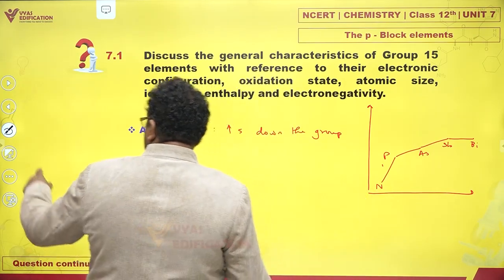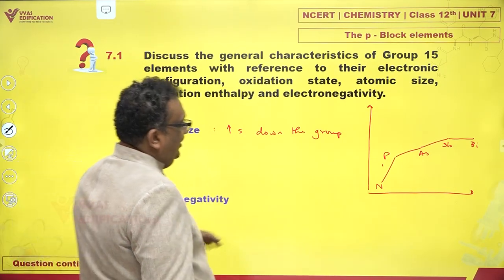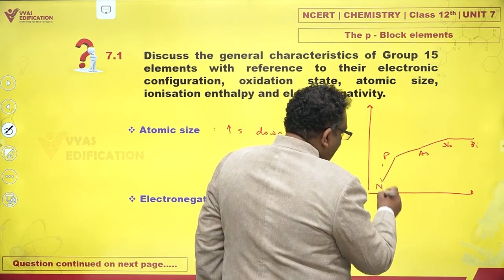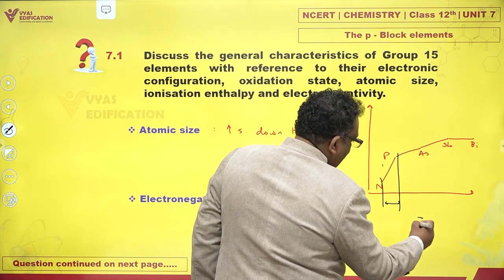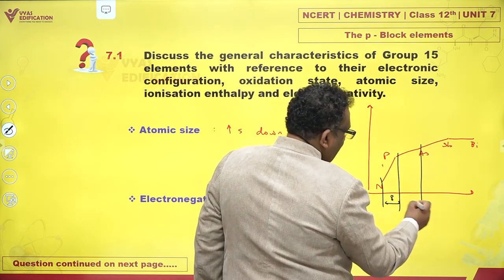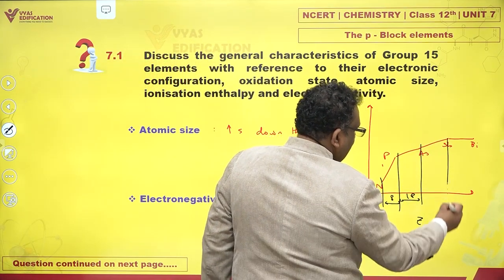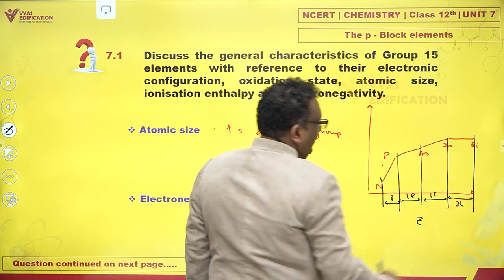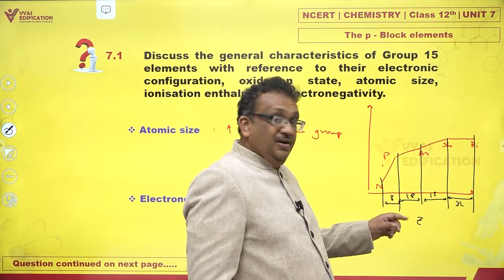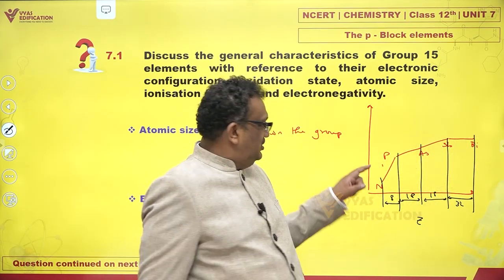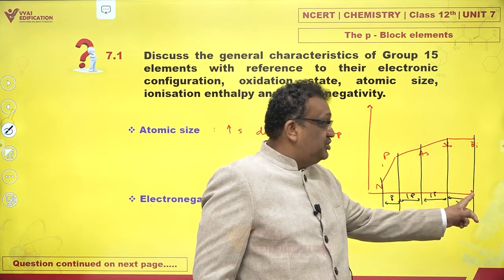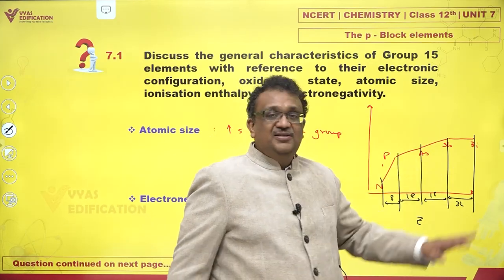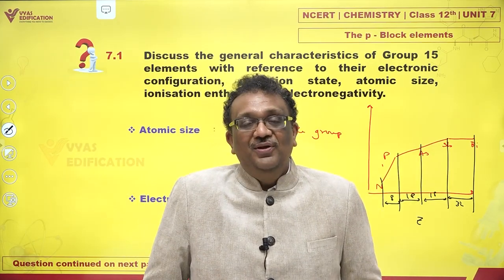If you're confused, I'll just tell you some more data. Whenever we are moving from N to P, one extra shell is added. But between these, the difference in atomic number is 8. This difference is 18. And this is 32. So one extra shell and you have just 8 extra protons. Then you have one extra shell, but you have 32 extra protons in the nucleus. So nuclear pull increases and the size does not increase as much if you move down the group.